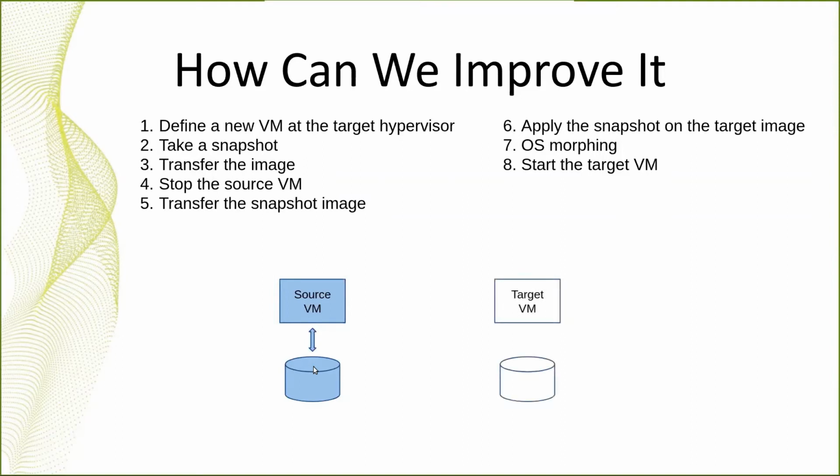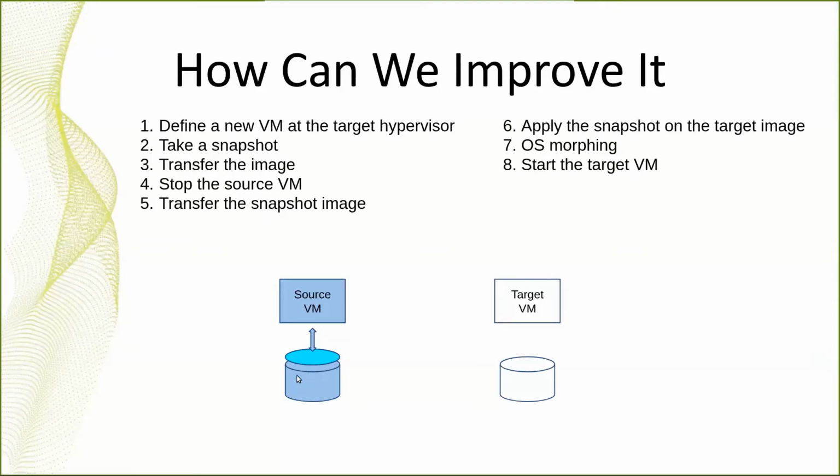The first step is the same as the previous one. We create on the target system a virtual machine with the same or similar settings and one empty disk image. But now, instead of stopping the virtual machine, we'll create a snapshot of the disk image on the source system.